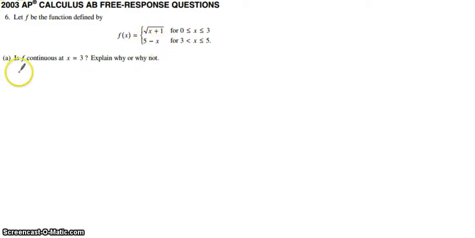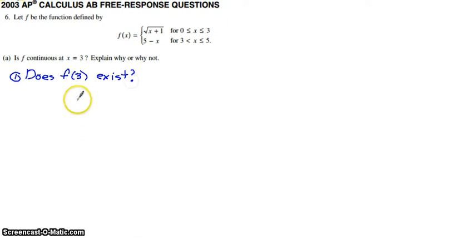In part A, we're asked to figure out if the function is continuous at 3, and if it's not, we want to say why. So I'm going to start with the definition of continuity, and that's a three-part definition. I'm going to ask this in question form. First thing that has to happen at a point in order for us to be continuous there is the function value has to exist at the x value we're considering. So does f of 3 exist, or is f of 3 defined?